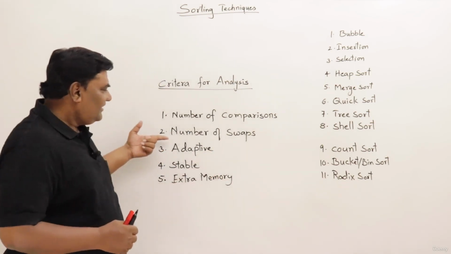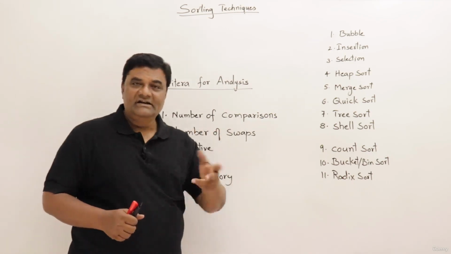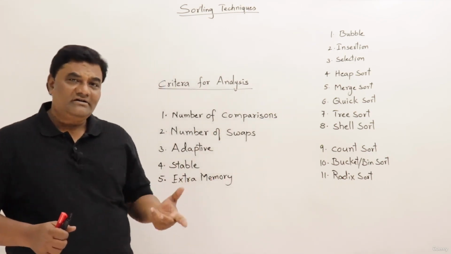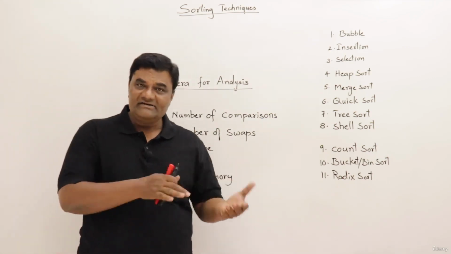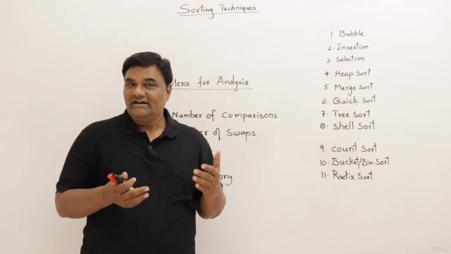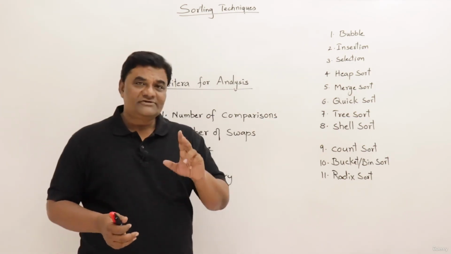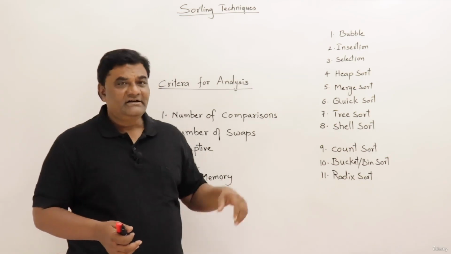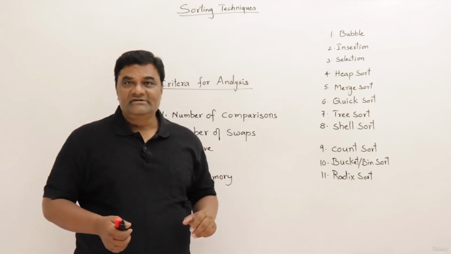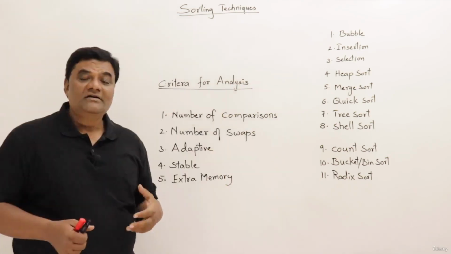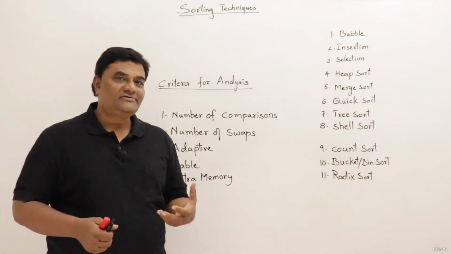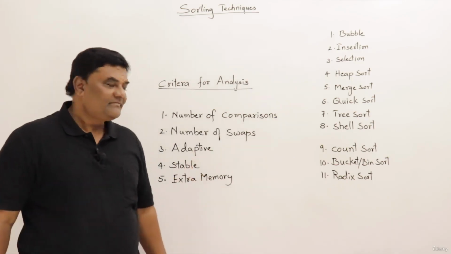Then the second one is how many swaps. See, for arranging them in the order, increasing or decreasing order, the numbers have to change their places. So it has to swap the elements. So swapping is a common process done in almost all the sorting techniques. So how many swaps is it performing? We will analyze how many swaps a sorting technique is performing.